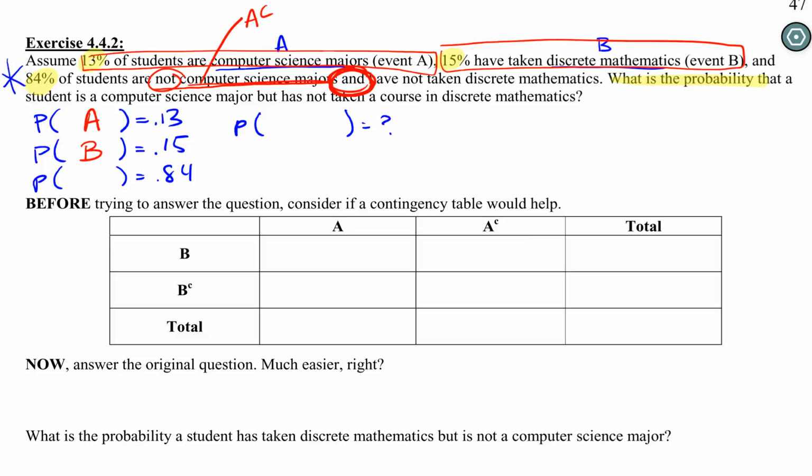And we love that keyword, have not taken discrete math. Again, make sure you read carefully. So this is our B complement. So we have A complement and B complement. I used my and notation from math because I didn't have enough space to write the word and. Now the last question here. What is the probability that a student is a computer science major, nothing about not being a computer science major, so that's our A, but has not taken a course in discrete math? So we have our B complement.